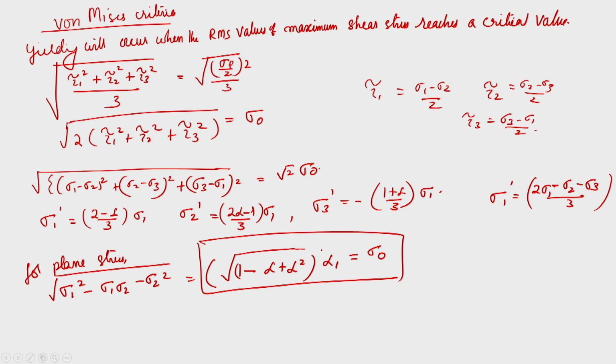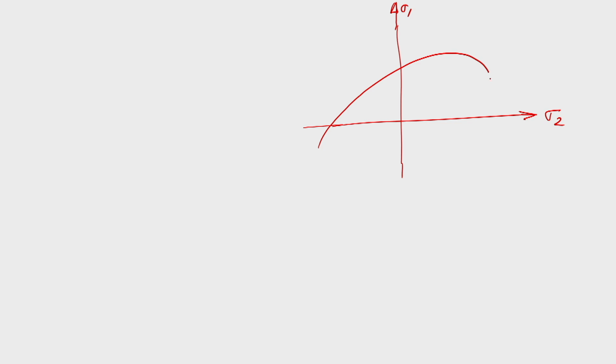So, this is your von Mises. Both these expressions are valid for isotropic materials. If you look at the von Mises criteria, how does the yield locus look like? That also we have discussed earlier, but let us just revise it here. This is your sigma 2 and this is your sigma 1. So, it will be an ellipse, okay, somewhere like this it will go.